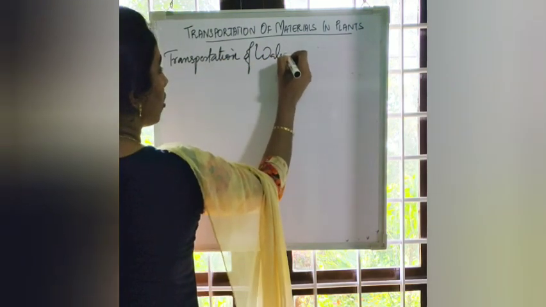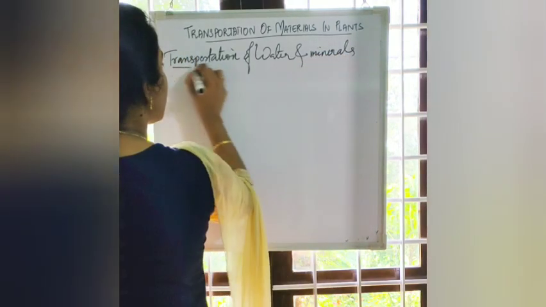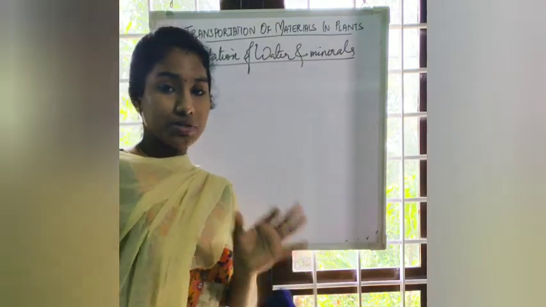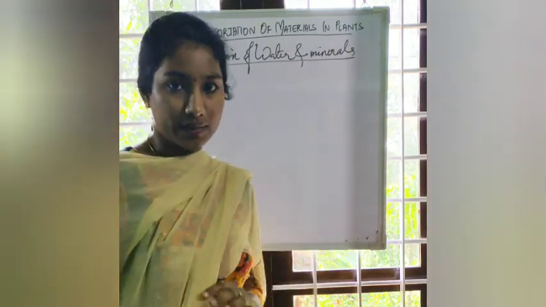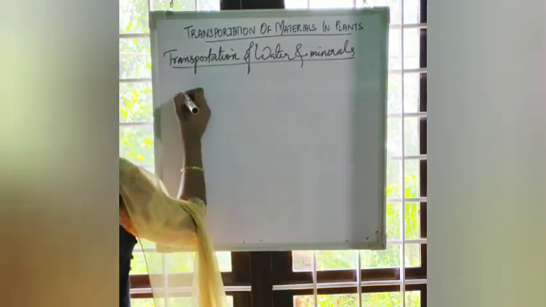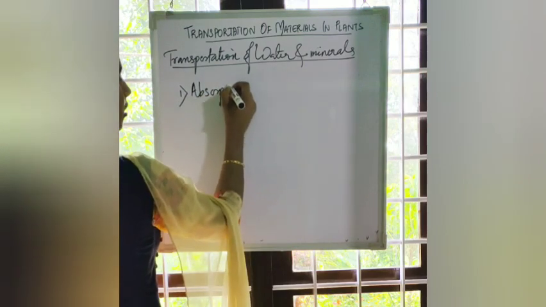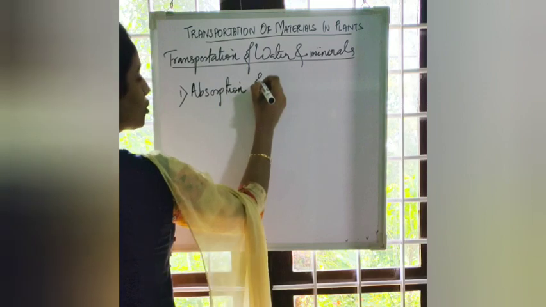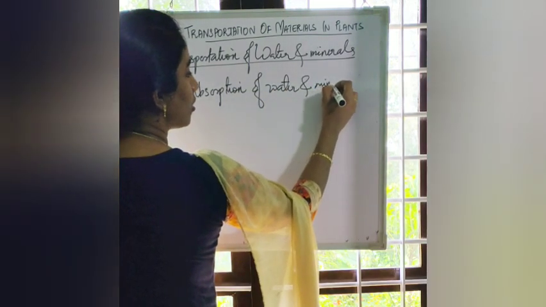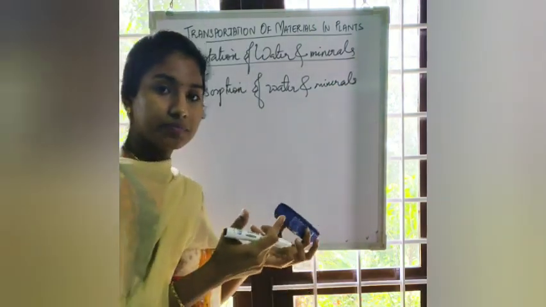Transportation of water and minerals. Now, to understand transportation of water and minerals, the entire process has been divided into three main steps. Let us see which they are. First one is absorption of water and minerals. Can you guess where this happens and who does this?